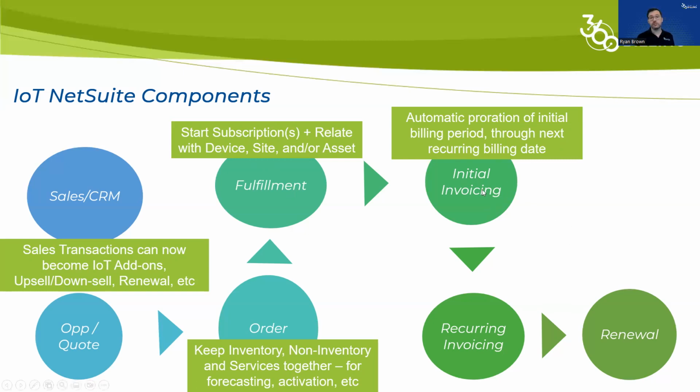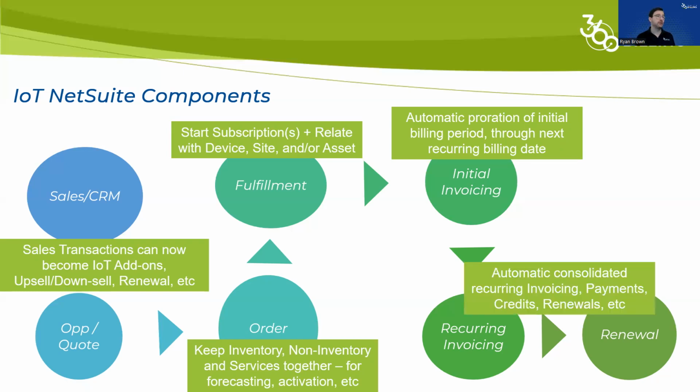For the initial invoicing, you'll see in the product tour, we automate the proration for the initial billing period, particularly if you're adding on additional installations or activations of IoT device subscriptions to an existing contract that you want to all bill together. And then, of course, when it comes together at the end, you're looking for the automated consolidated invoicing in recurrence, and those payments, those credits, those renewals.